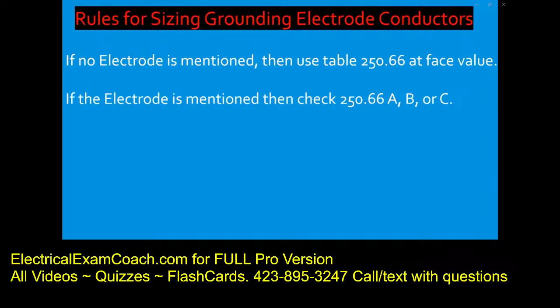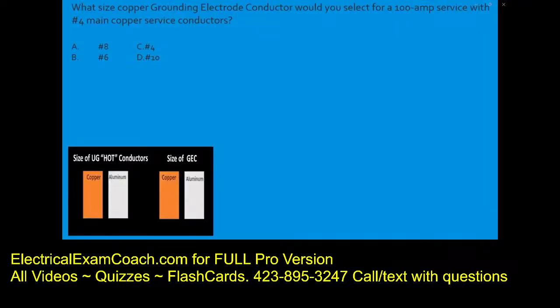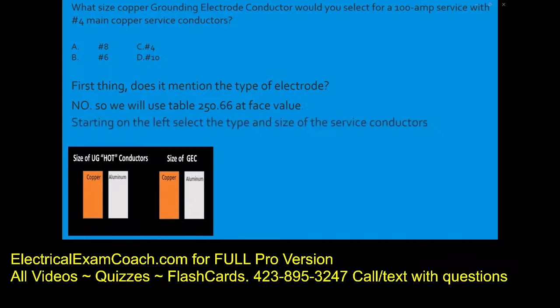What size copper grounding electrode conductor would you select for a 100 amp service with number 4 main copper service conductors? So the first thing we're going to look at: our question doesn't mention the type of electrode. No, so we're going to use Table 250.66 at face value. So starting on the left-hand side, we're going to select the type and size of the service conductors. So we have to go back to our question. It says copper service conductors, so we're going to start on the copper side.